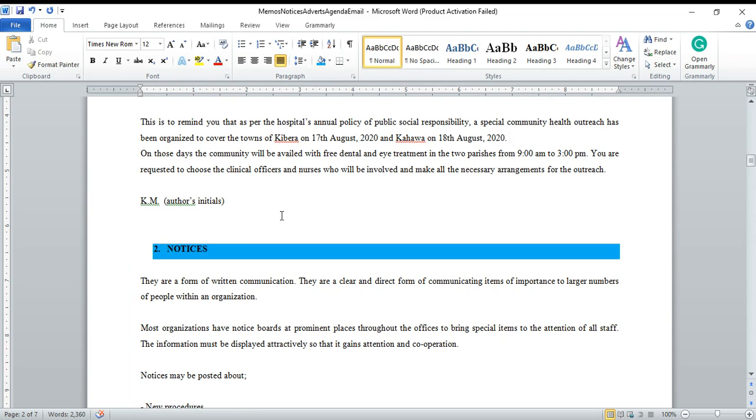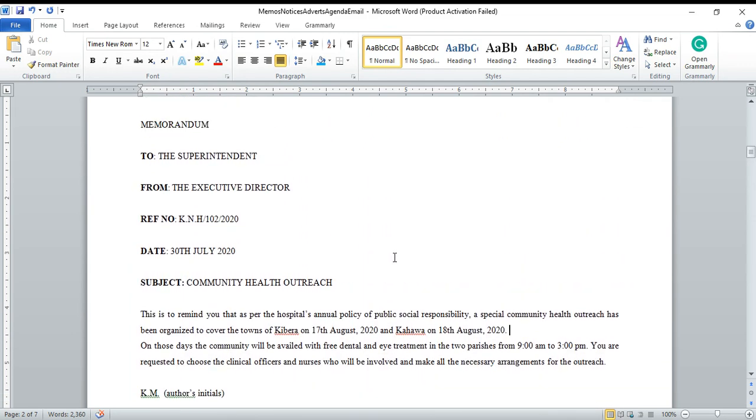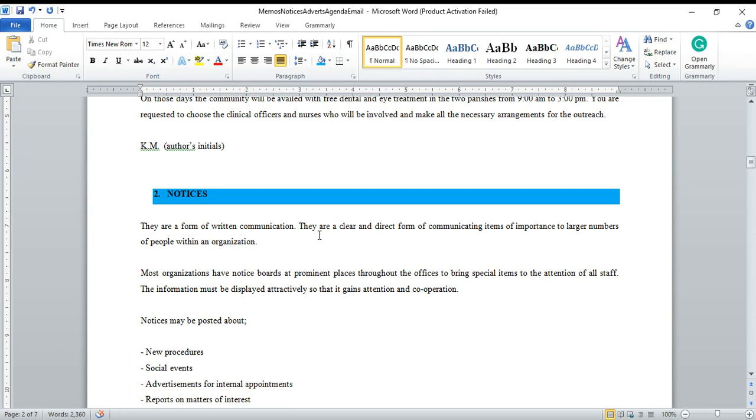Okay, so that is in brief how a memo should look. So if you use this sample, you can be able to write a memo. I'll share the notes, but you can use this sample to write a memo. Then you have notices. Now, notices is another type of functional writing.